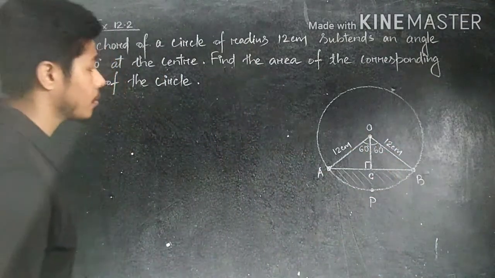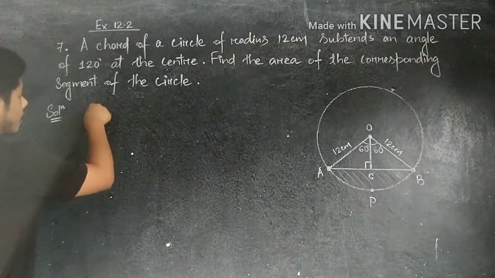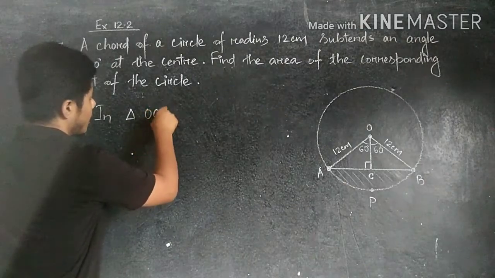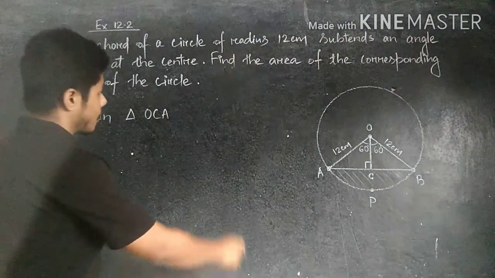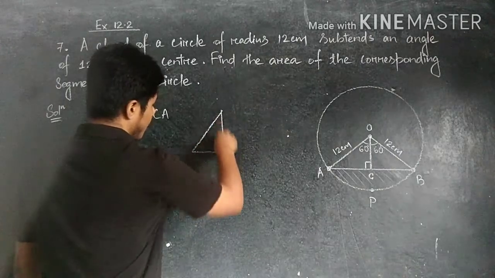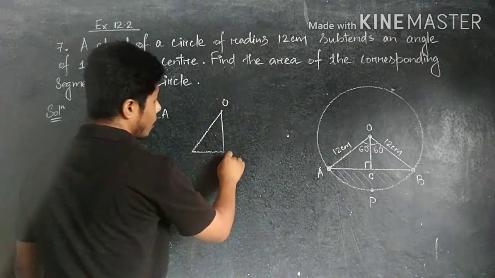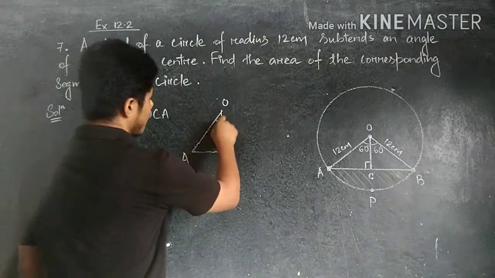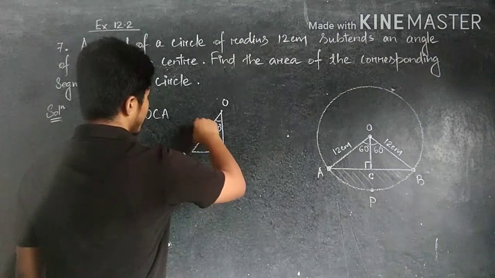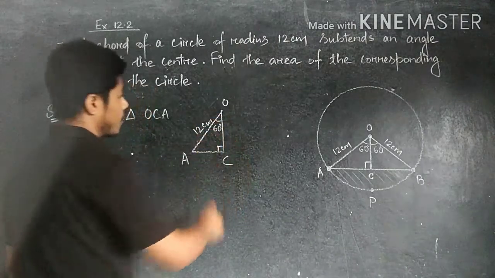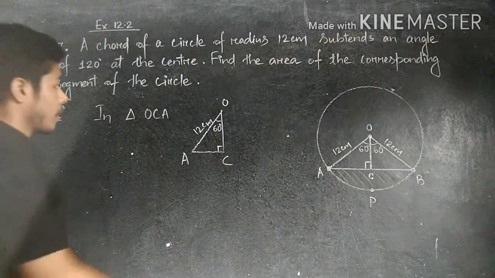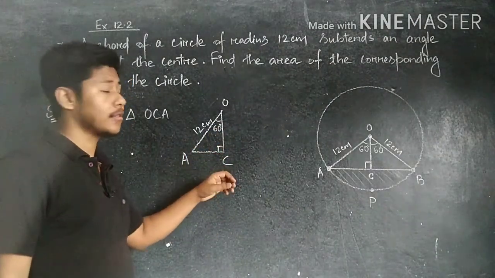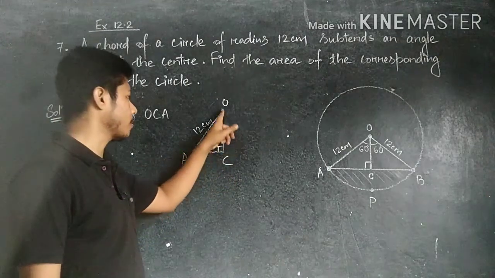How can we find this OC? If we draw triangle OCA separately, this one is O, this one is C, and this one is A. Here it is 90 degree, and this angle is 60 degree, and the radius here is given as 12 centimeter. Now this is a right angle triangle. With the help of trigonometric properties, we can easily find this OC length.